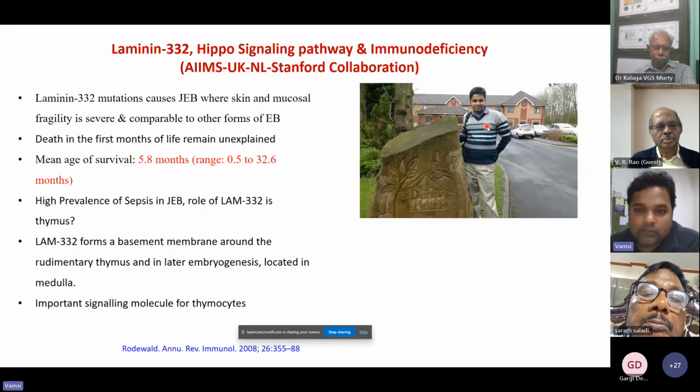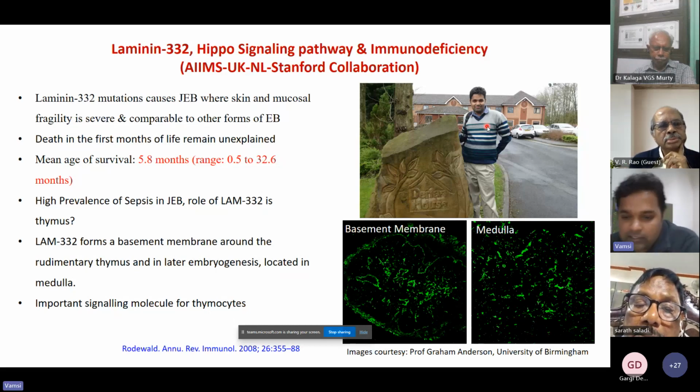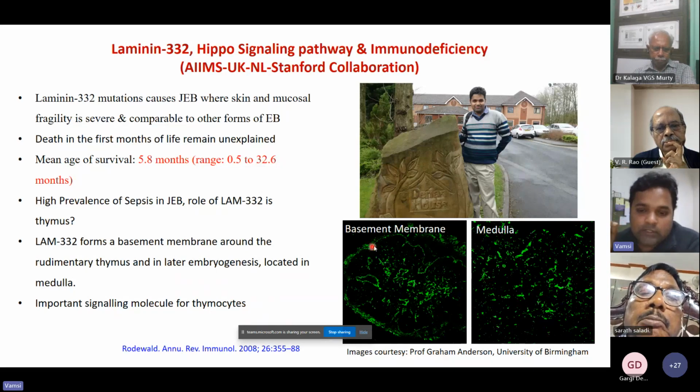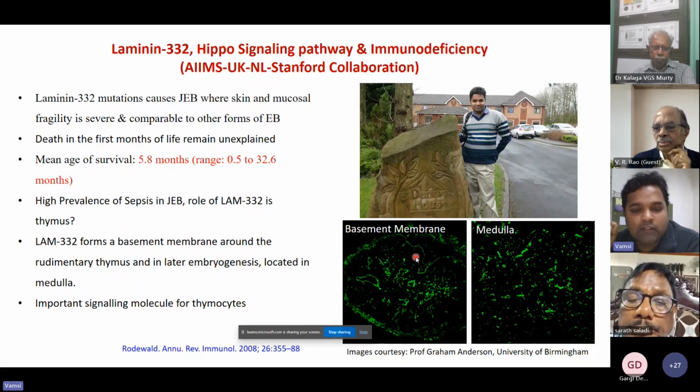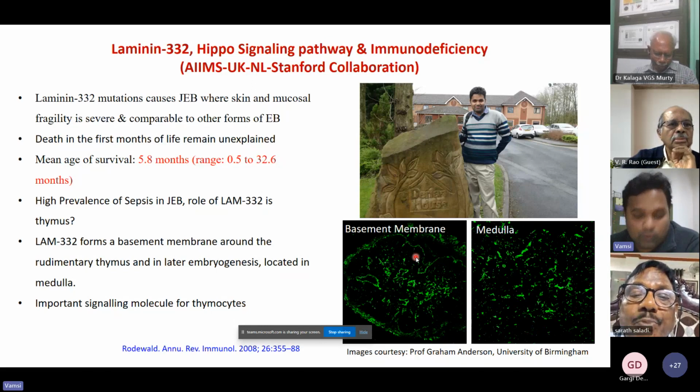So I asked a professor in Birmingham, who spent close to 25 years understanding thymus development, and he shared these images where, beautifully, laminin 332 is also expressed at the basement membrane in the thymus, where it is important for the survival of the developing thymocytes. That means you are developing your T lymphocytes. For them to get educated, laminin 332 plays an important role.